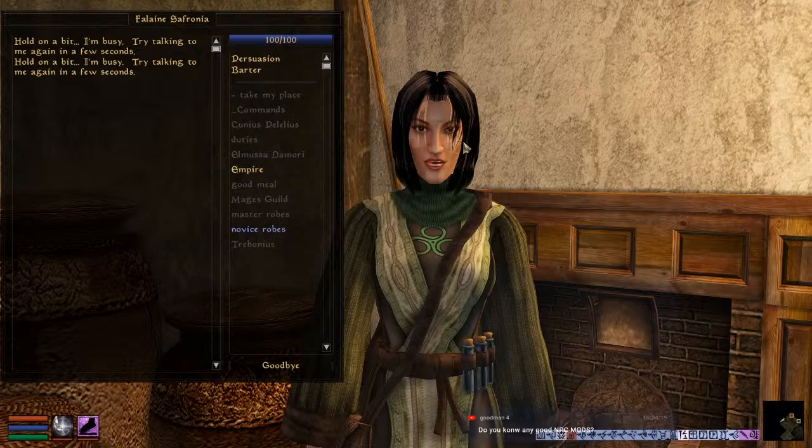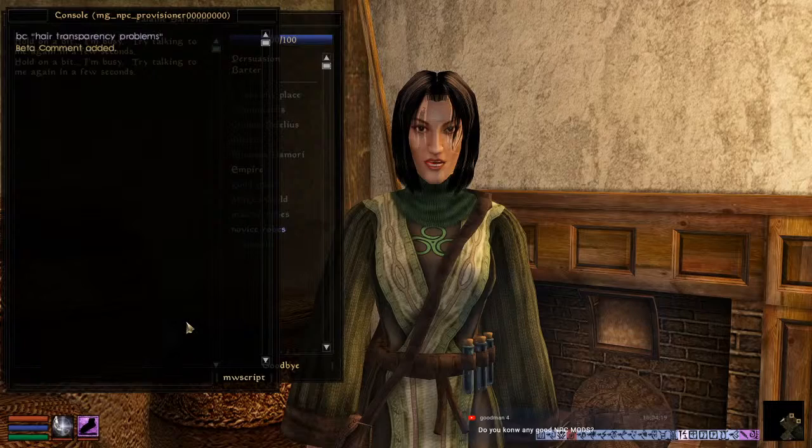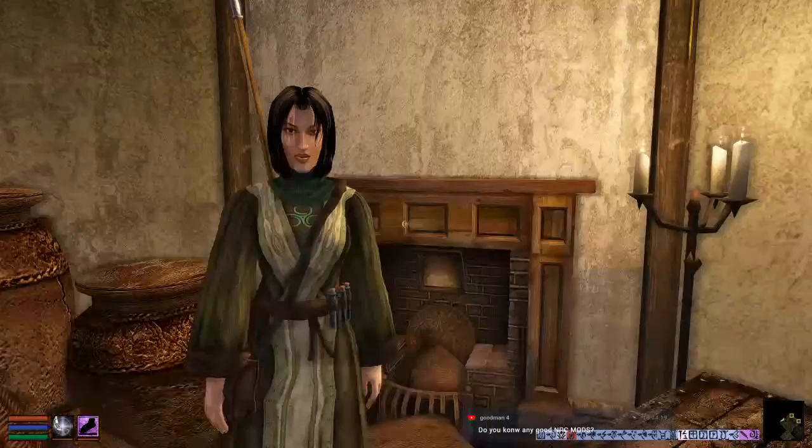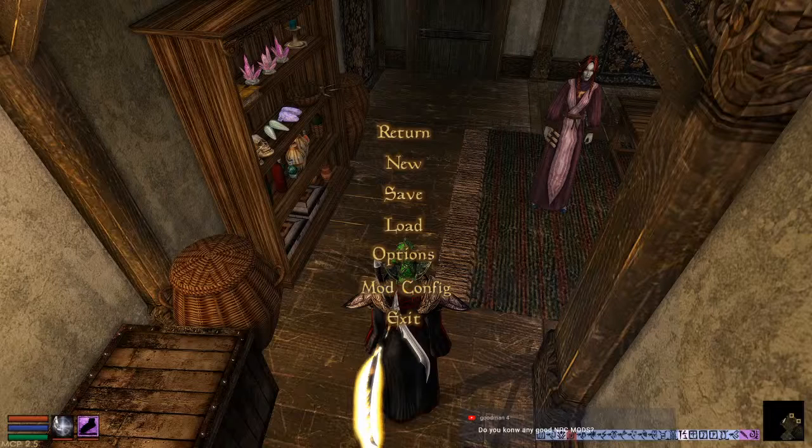There is a transparency problem with this hair. Let's take a note. Oh, and let me check if I have started the chat window correctly. Yeah. Hello, Goodman. Sorry, I just saw the messages.